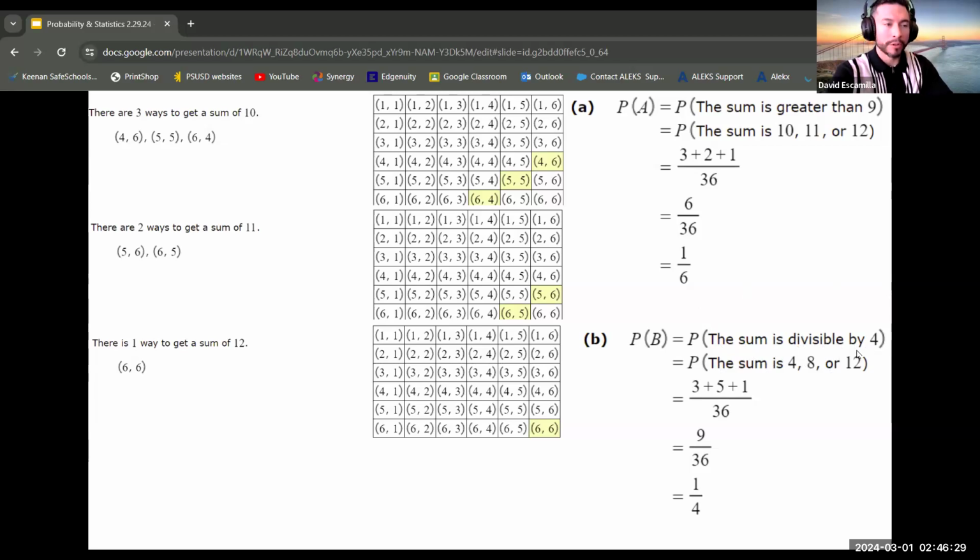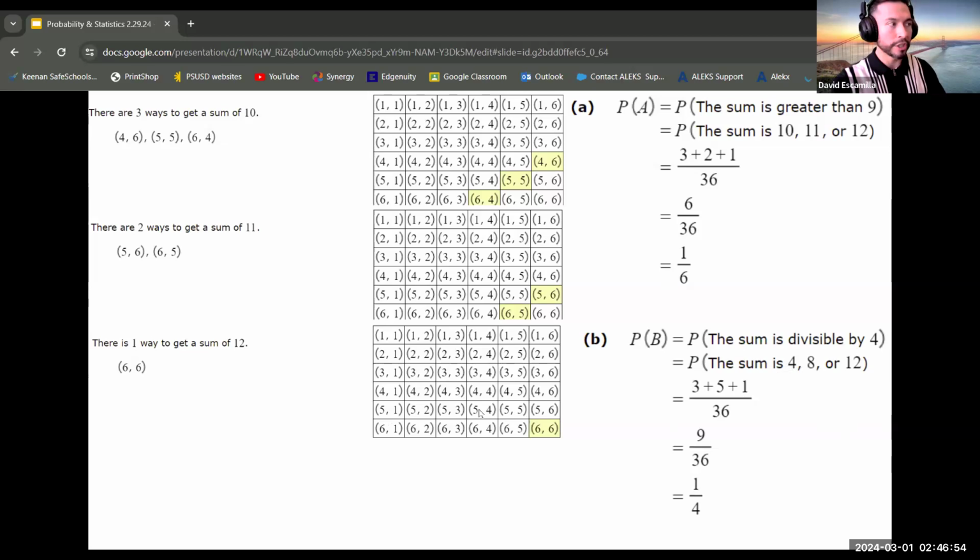If some of you are wondering how he so quickly knew that it was the sum of 4, 8, and 12, all I'm doing is using multiples of 4. 4 times 1, 4 times 2, 4 times 3. And then when I go to 4 times 4, 16 can never be the sum of two numbers after rolling fair dice, okay?